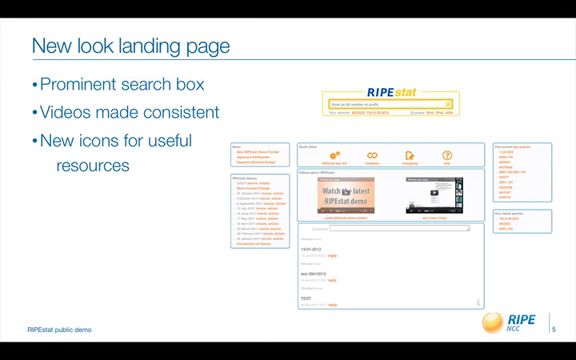So the new look landing page, everything around this has really been to focus your attention on the things you need and provide easy ways of getting to those. So the most prominent feature on the new look is the search box right at the top. That's really the core of RIPEstat. That's where you type in the AS number or the prefix, and then you get all your results.